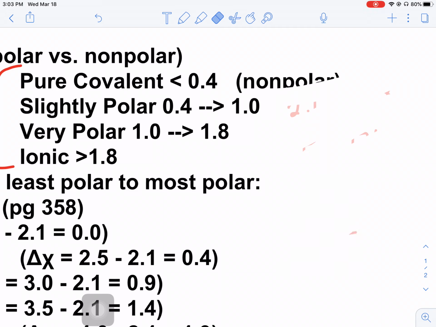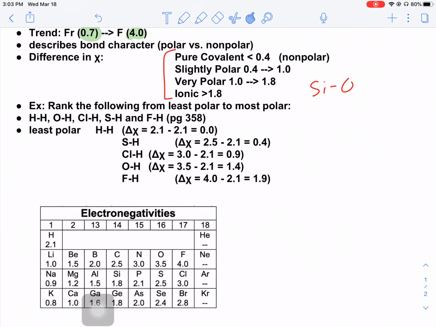Now let's look at some other examples. What about something like silicon oxide? Silicon is a metalloid, and oxygen is a nonmetal, and this is a bond that forms in glass. So we say, okay, is this ionic or is this covalent? I guess we need the electronegativities. Oxygen is going to be higher. Oxygen is at a 3.5. Silicon is at a 1.8. If we look at the difference between those, a difference of 1.7 tells us that this is a very polar bond, but still falls into the range of being covalent.